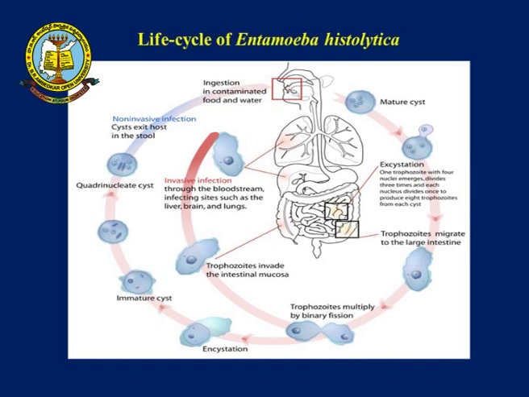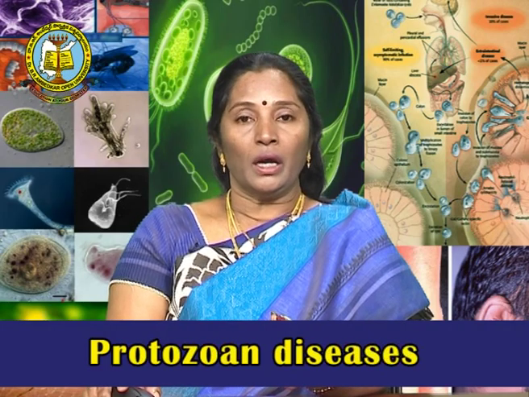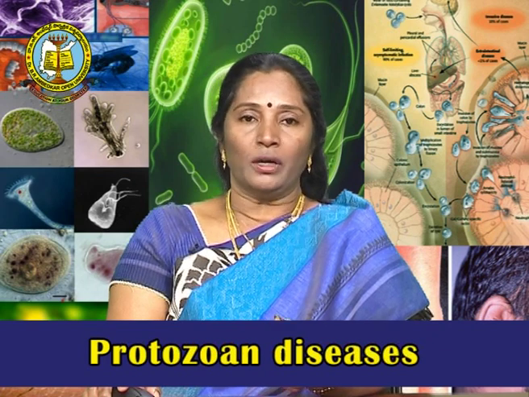Now, I am talking about the invasive type of trophozoite. Once in the circulatory system, they are going to either enter the liver and play havoc over there, or try to enter the lungs, leading to breathing problems, and sometimes they can also affect the brain. Now, that was the invasive type of trophozoites.